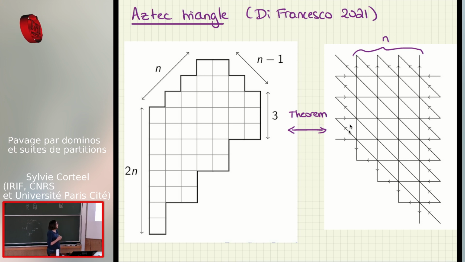And so how do you prove this kind of thing? You show that this is equal to a determinant, that this is equal to a determinant, and then you prove that the two determinants are equal. So it's not what we, I guess, in combinatorics like, we like bijective proofs, but this is not a bijective proof.